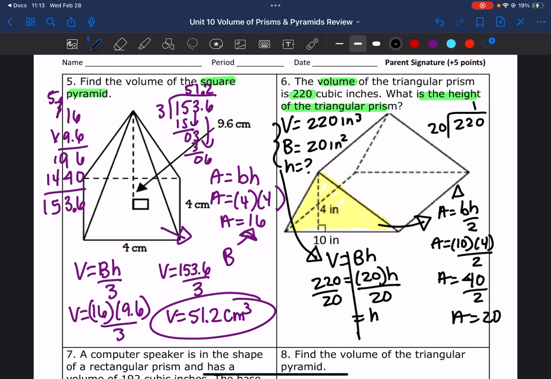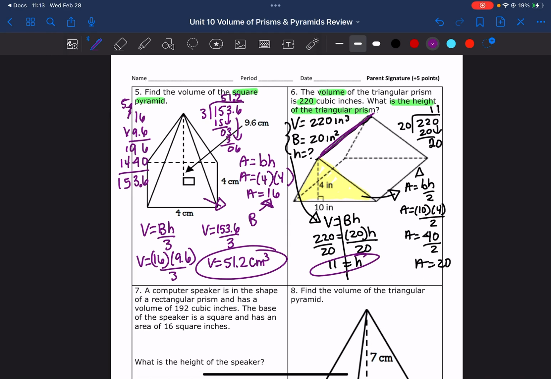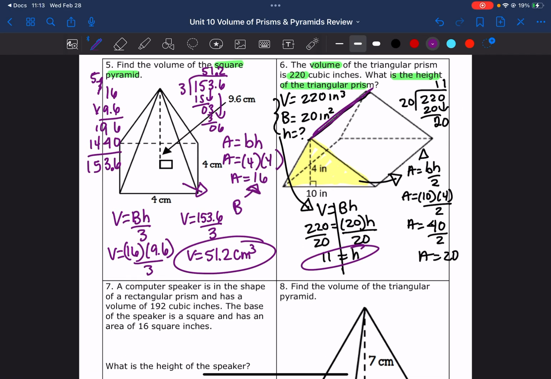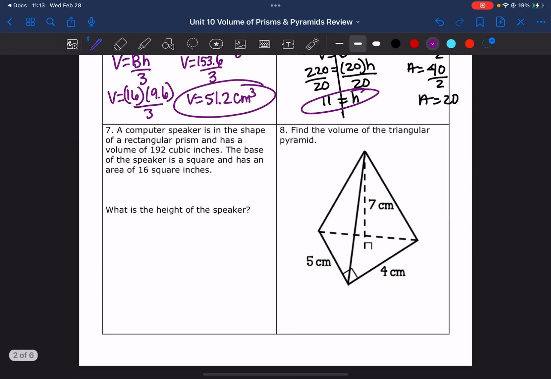20 can go into 22 one time, and then 20 can go into 20 one time. So 11 inches is going to be this part right here, okay? That's your answer. Okay, 11 inches is the height of the prism. All right. Pause if you need to. I'm going to go ahead and go to 7.